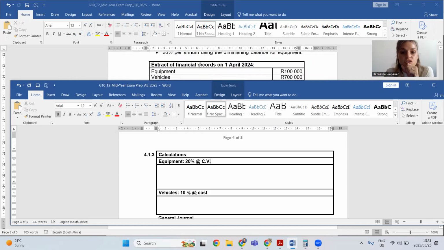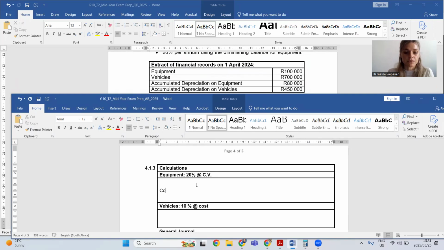Then it says that the extract of the records on the 1st of April 2024, so in other words, the first day of my current financial year, I had equipment with a cost of 100,000. I had vehicles at a cost of 700,000. And then I had accumulated depreciation on my equipment of 80,000. And I had accumulated depreciation on my vehicles of 450,000. Okay, so that's where it stands currently.